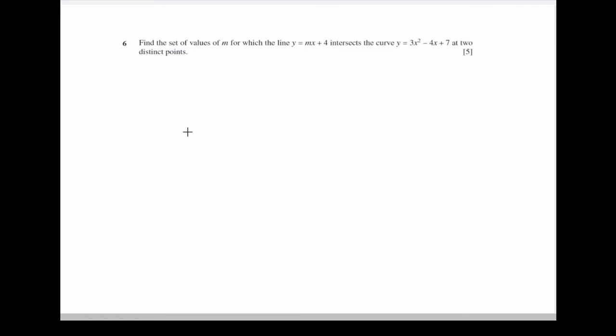Alright, so find the set of values for m for which the line y equals mx plus 4 intersects the curve y equals 3x squared minus 4x plus 7 at two distinct points. Two distinct points, meaning we have a discriminant that is greater than 0. Because we're having a line and a curve that are intersecting. So we know pretty much almost right away that we're going to be using the discriminant in this. So we're finding the values of m. Like we said, this is really, really similar to the first problem.